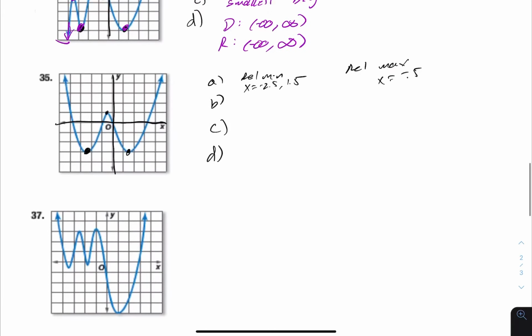B is the zeros, so let's see, there, there, there, and there. That one I'll just straight out estimate. 1, 2, 3, 4. -1, 0, and 3.